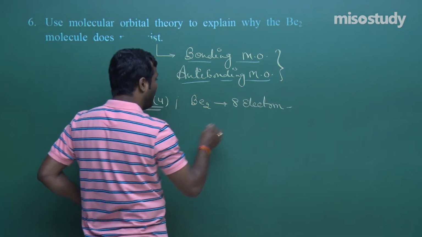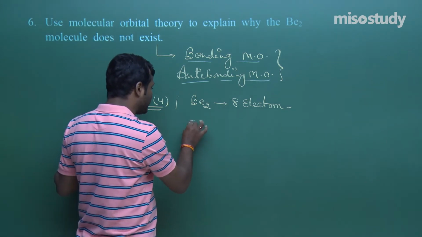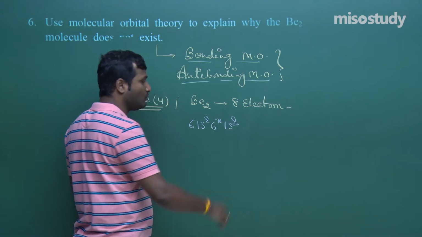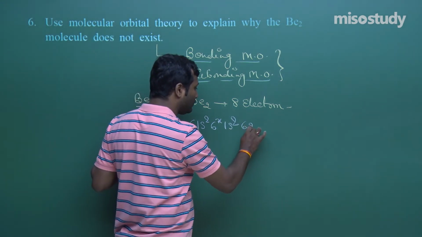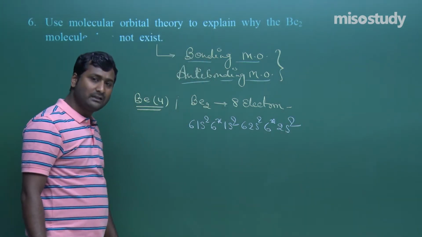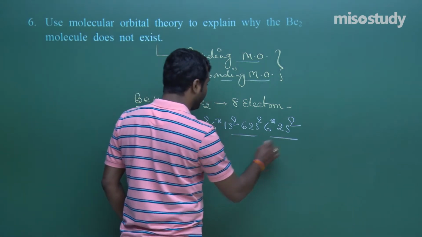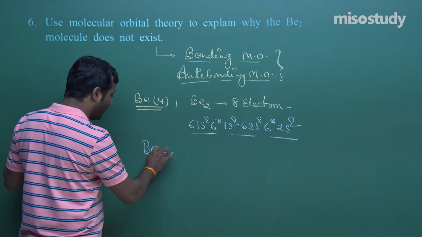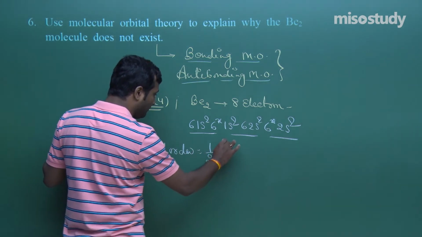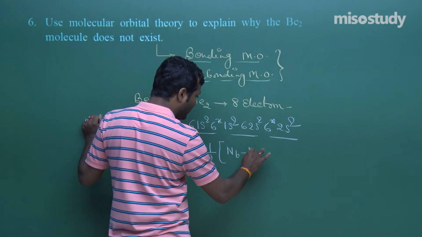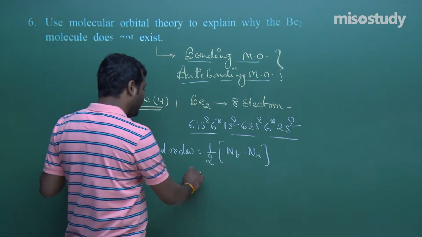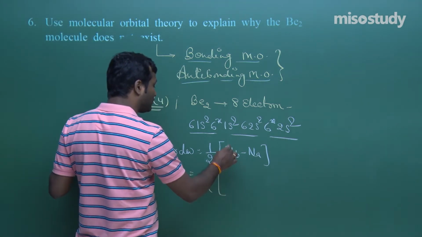Clear to you? Now start filling in, that is sigma 1s2, sigma star 1s2. Clear to you, my friend? Sigma 2s2 and sigma star 2s2. Now this is the electronic configuration. Now find the bond order, my friend, in this case. As we know, bond order is 1 by 2 times the number of bonding electrons minus the number of anti-bonding electrons. That is 1 by 2. How many electrons in bonding?